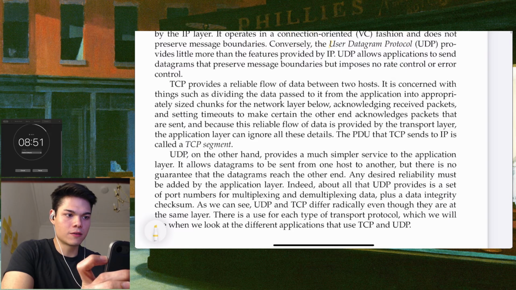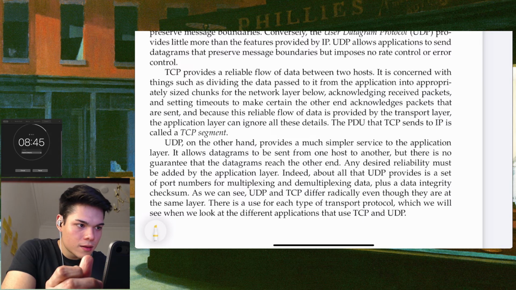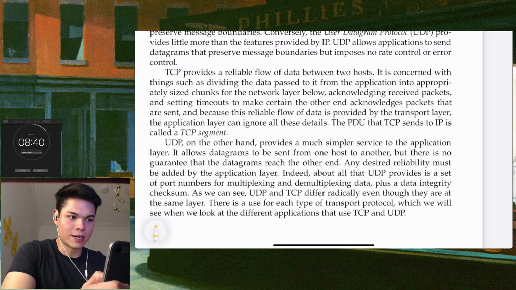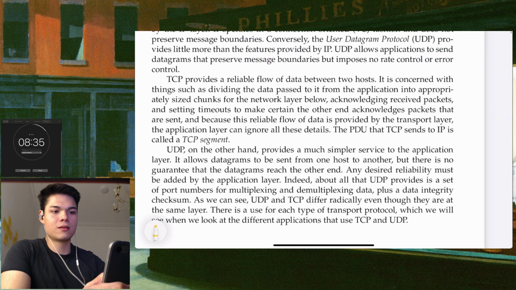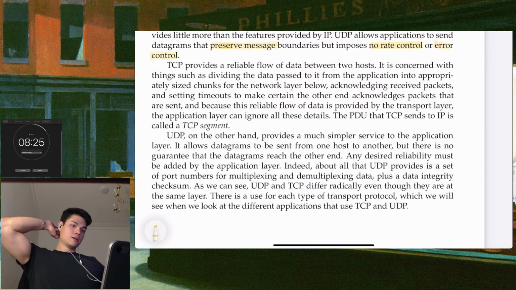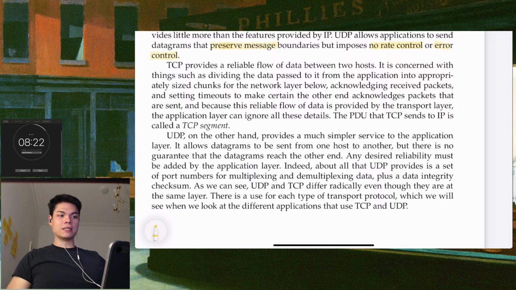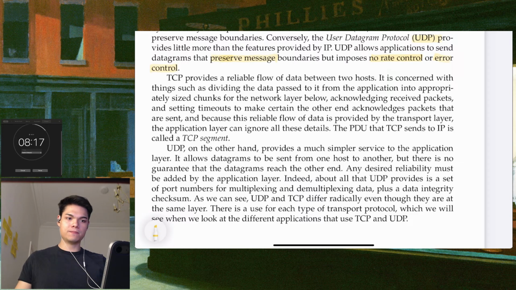Connection layer. Conversely, UDP is just a little bit more than IP. It allows applications to send datagrams and preserve message boundaries. So UDP preserves message boundaries, but there's no rate control or error control. So from my understanding, I'd assume because UDP is just a little bit more than IP, the actual packets would be smaller. And you can get them a lot faster and send a ton at a time.